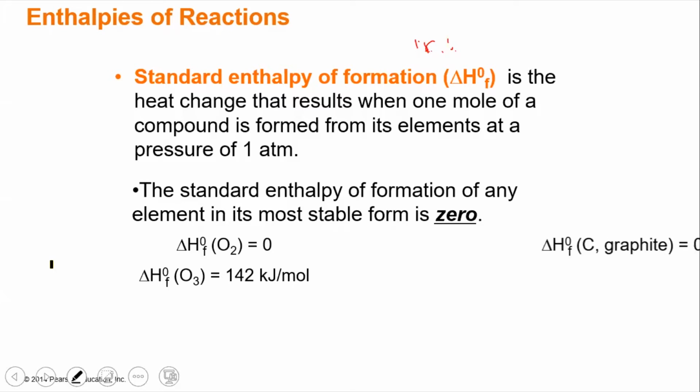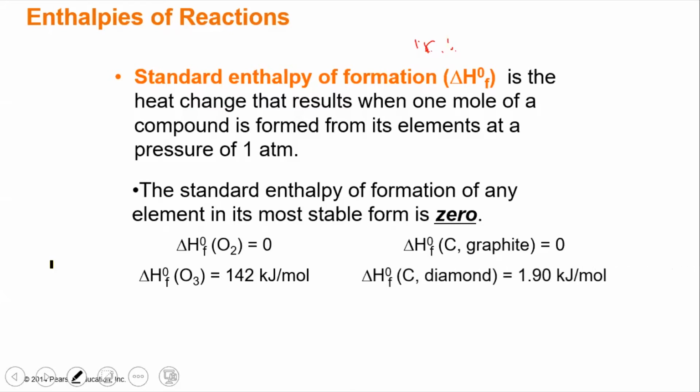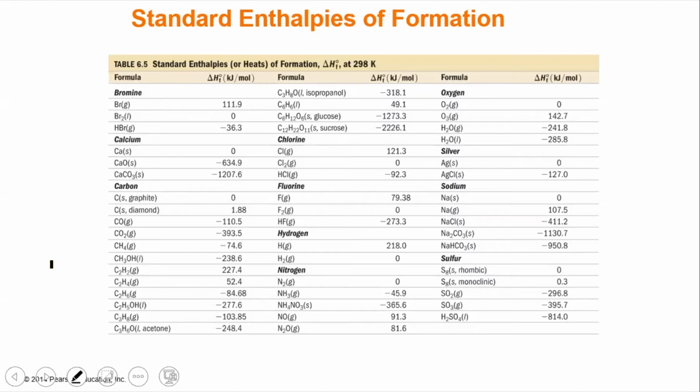Another example is carbon. The most stable, most common form of carbon is graphite. So as long as carbon is monoatomic and in the form of graphite, it has a standard enthalpy of formation of 0. However, in its other form, diamond, carbon has an enthalpy of formation of 1.90 kilojoules per mole. Later on I'm going to show you a table in your book where you have this kind of information. These tables look something like this in the next slide. See the list there? It's organized by the elements, usually in some kind of alphabetical order.